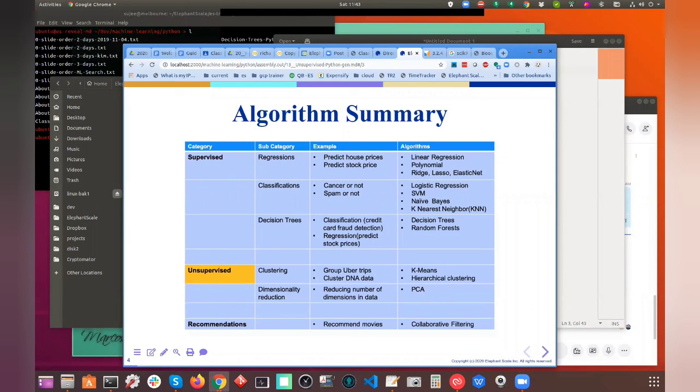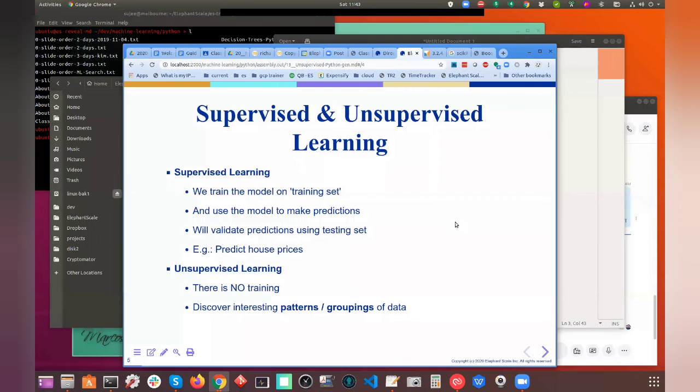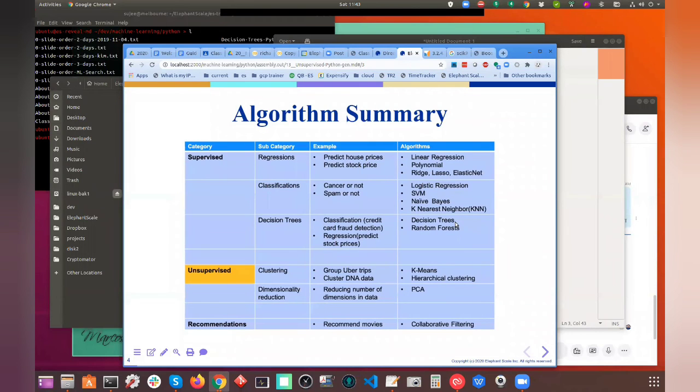All right, so let me look at unsupervised real quick. Any questions, guys? Any questions or comments? How we want to do this?